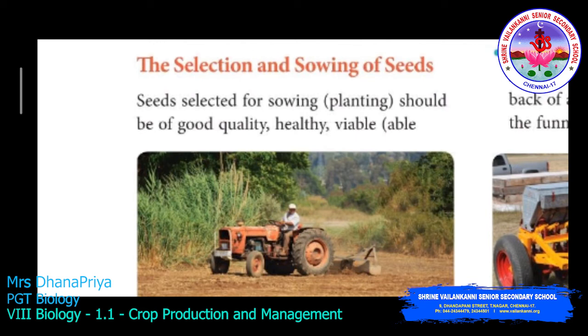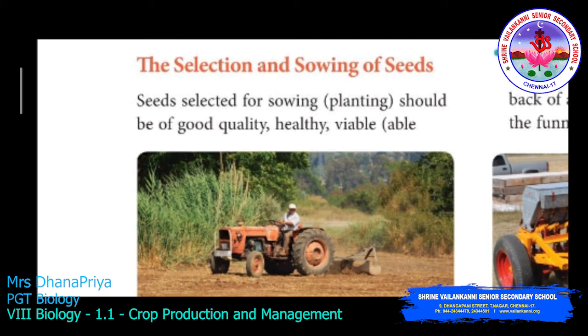The second step involved in agricultural practice is selection and sowing of seeds. Scattering seeds on the earth after the soil is prepared for cultivation is termed sowing. It is the most important part of agriculture. Before sowing, you should check whether the seeds are healthy, whether you are choosing good quality seeds, and whether the seeds are viable.